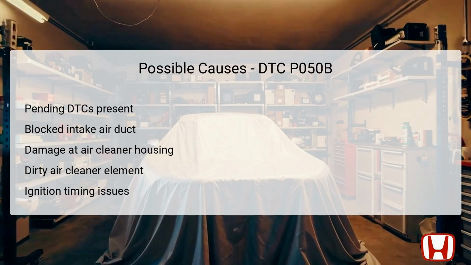The potential causes for the DTC P050B are varied and can originate from different sources. One of the first things to consider is the presence of any other pending or confirmed diagnostic trouble codes, DTCs, aside from P050B. These may indicate additional underlying issues. A blocked intake air duct can restrict airflow, disrupting the engine's air-fuel mixture and affecting ignition timing. Additionally, damage to the air cleaner housing can lead to similar airflow issues.